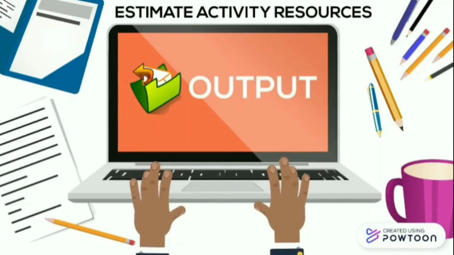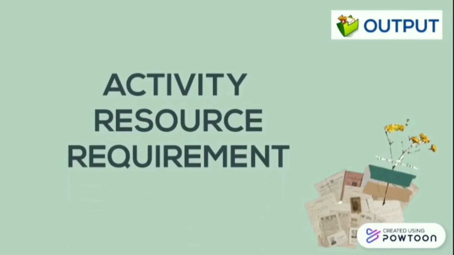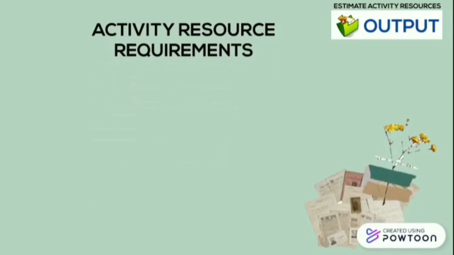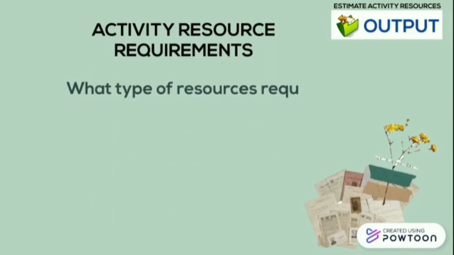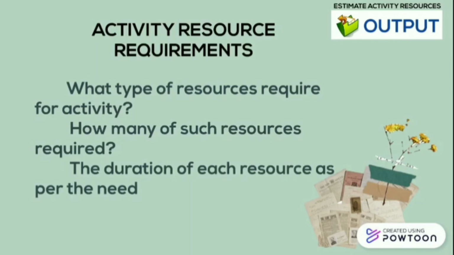The outputs of the estimate activity resources process include activity resource requirements. The main purpose of the activity resource estimating process is to determine the resource requirements for each activity, and therefore, this is the major output from this process. Activity resource requirements should primarily specify the following things. What type of resources are required for the activity? How many of such resources are required? The duration of each resource as per the need. And it should also document the justification or basis for resource estimation.